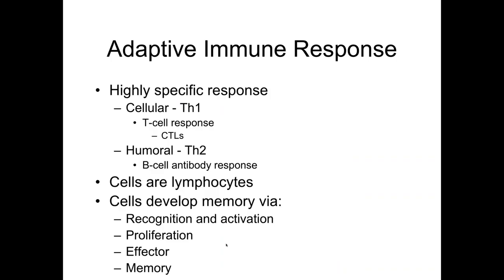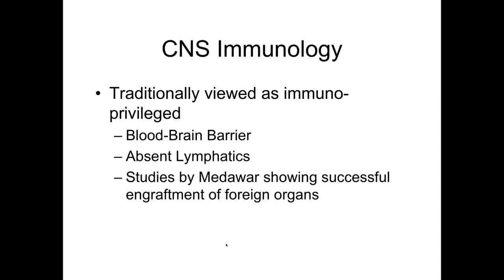The adaptive immune response, as a result, is highly specific, and as a result, allows us to evolve with the world. And the nice thing is that you can develop memory so that if you were to get a future infection from the same pathogen, the immune system could recognize it and kill it.